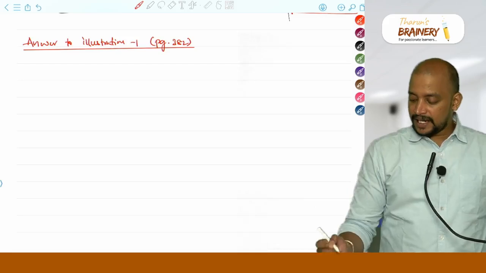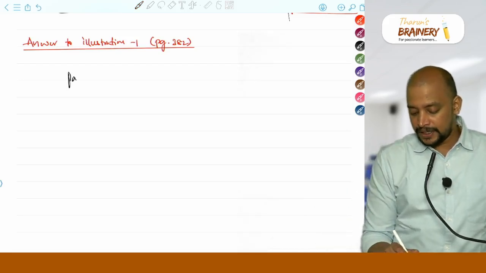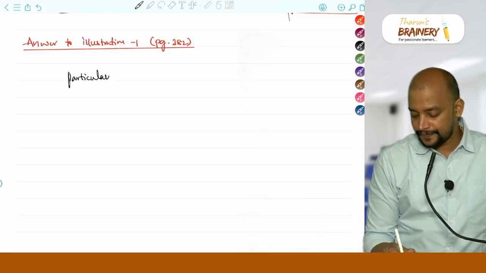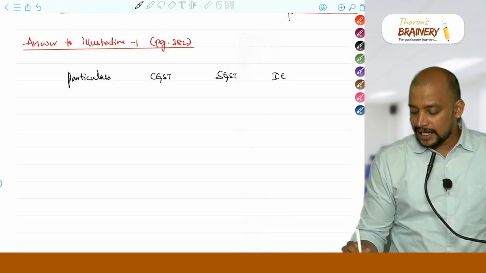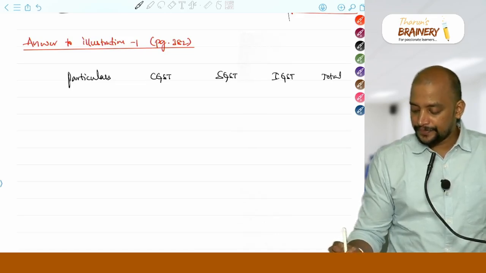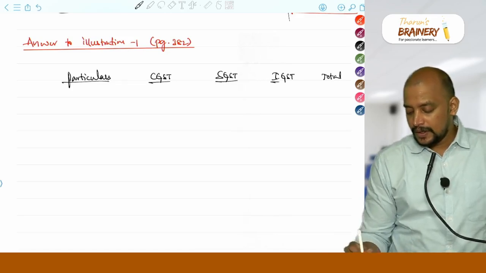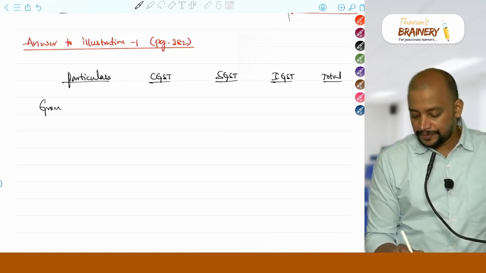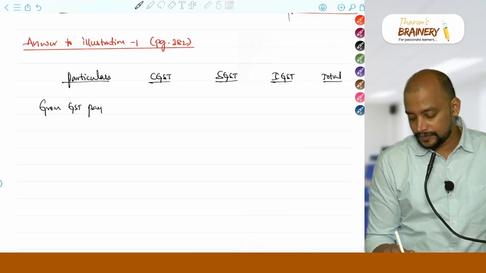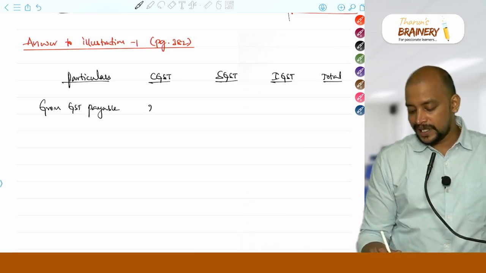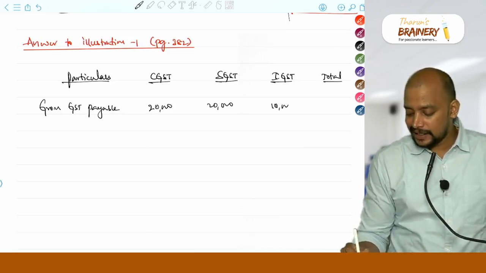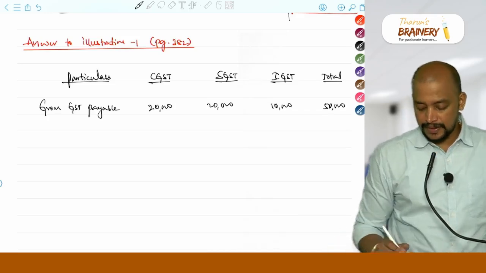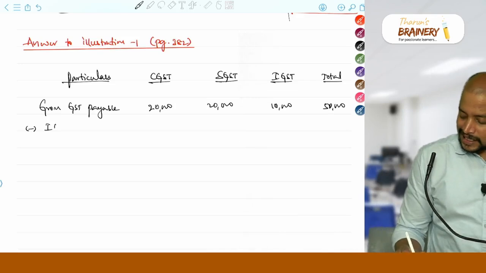Now, quickly we will complete this. First we have particulars, CGST, SGST, IGST and total. What is the gross GST payable? See the question: 20, 20, 10 and total 50,000, minus IGST credit utilized.